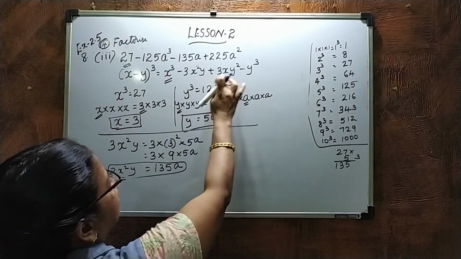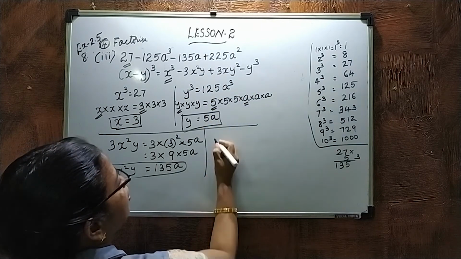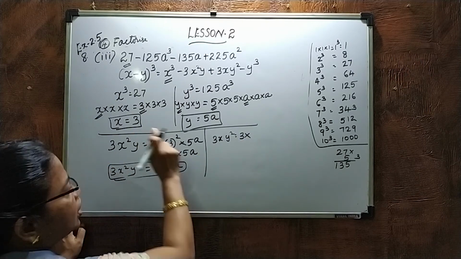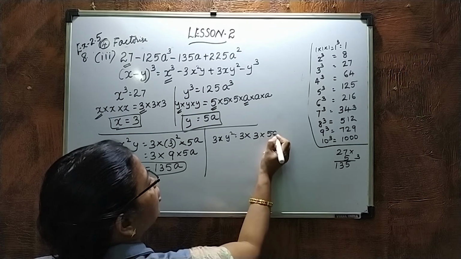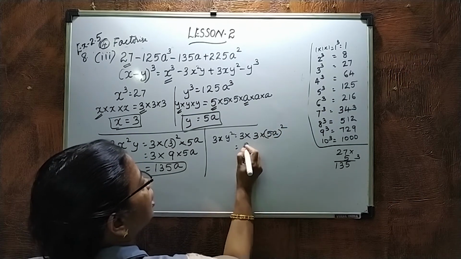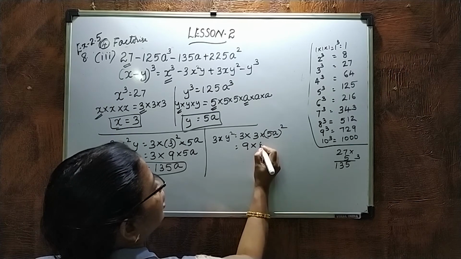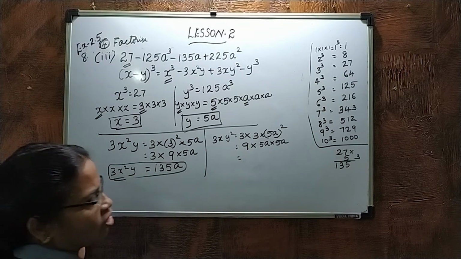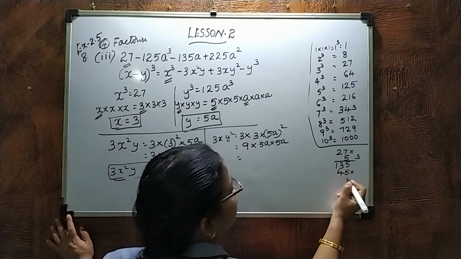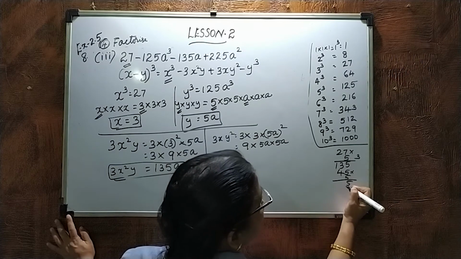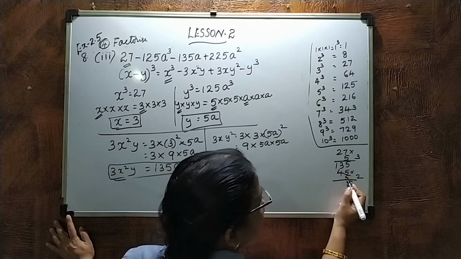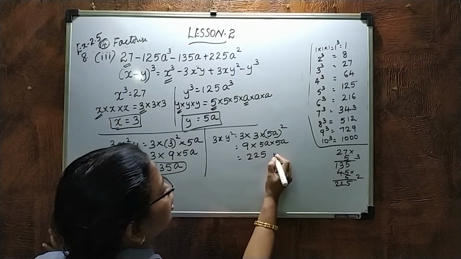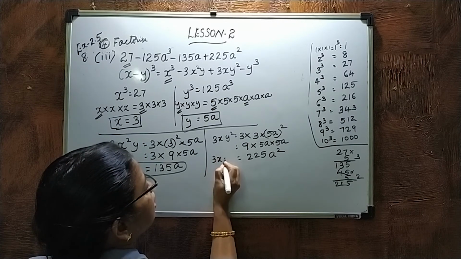Clear? What is the next one then? 3xy square. Positive. So 3xy square equals 3 into x is 3, into y square, which is 5a the whole square. 3 into 3 is 9, 9 into 5a into 5a. That means 9 5s are 45, 45 into 5. 5 5s are 25, 5 4s are 20, 20 plus 2 is 22. So it is 225, a into a is a square. That means 3xy square.